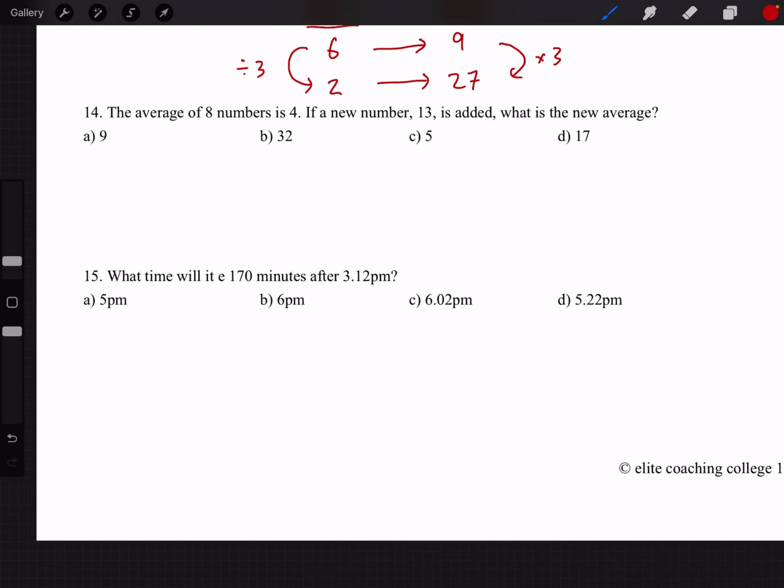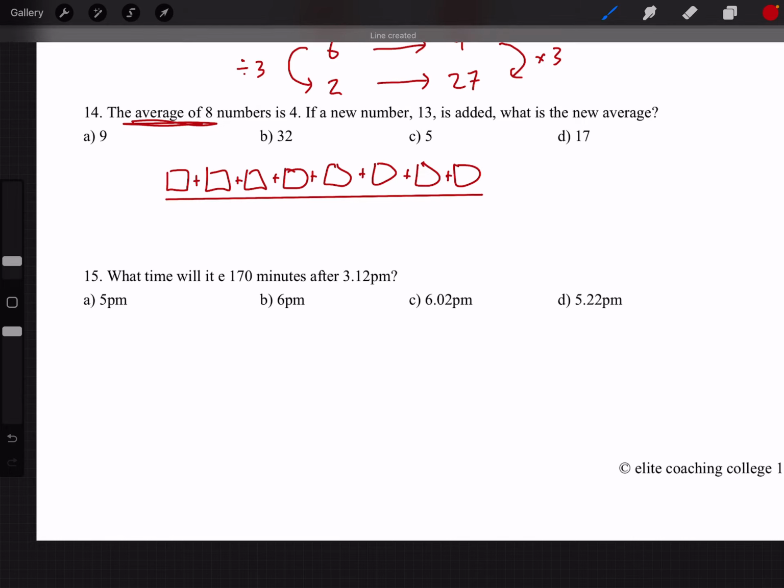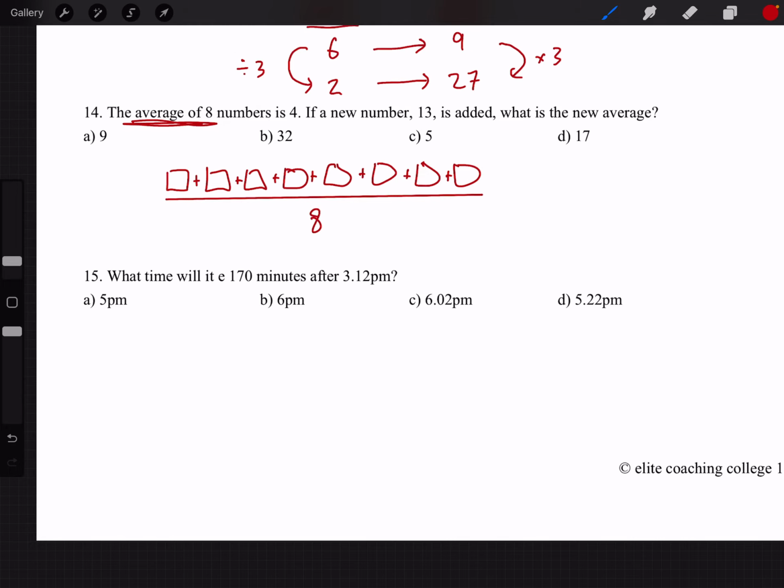The average of 8 numbers is 4. So imagine you had 8 numbers: 1, 2, 3, 4, 5, 6, 7, 8. What do we do to these 8 numbers? It says the average of the 8 numbers. To find the average, we must find the total. We add them all up to get the total, and then we divide it by how many numbers there are. So there are 8 numbers, we divide by 8. And it says the average of the 8 numbers is 4, meaning that it's equal to 4.